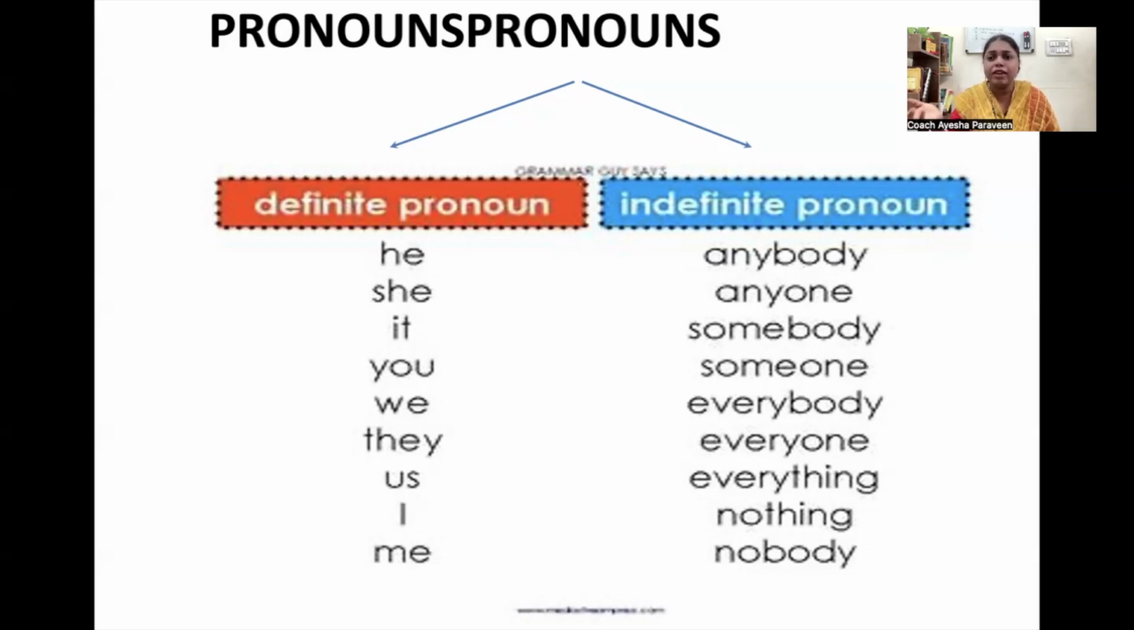Indefinite pronoun: in a sentence, sometimes we don't know who it is about. We are not specifying anybody. We have anyone, somebody, someone, everybody, everyone, everything, nobody, nothing. All these are indefinite pronouns where we are not specifying about whom we are talking. With definite pronouns, we know about whom we are talking. With indefinite pronouns, we don't know about whom we are talking in general. It is not specific, it is generic.